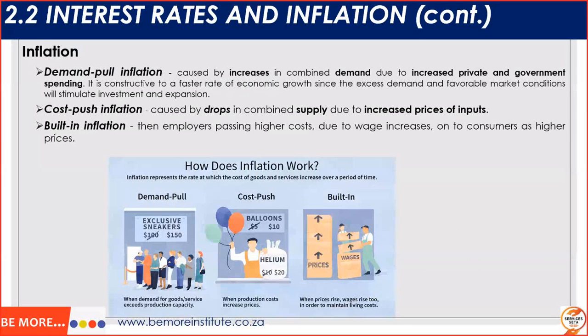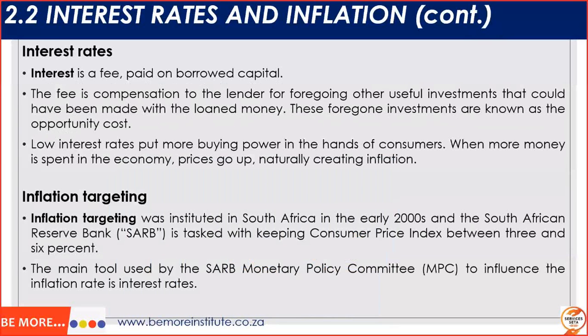Okay. What are interest rates? Interest rate is a fee that is paid on borrowed capital. So when you borrow money from the bank, you'll be charged interest because the bank could have used its money for something else. They could have invested the money in the stock market, bought some shares to try and grow their money, but they forego that option and give the money out. So you still need to compensate the bank for allowing you to use their money.